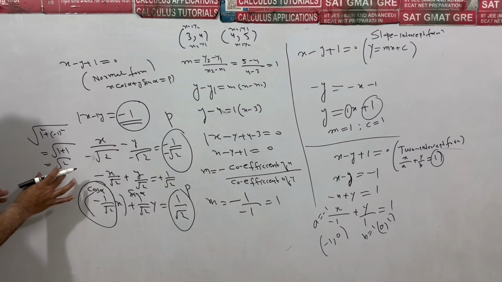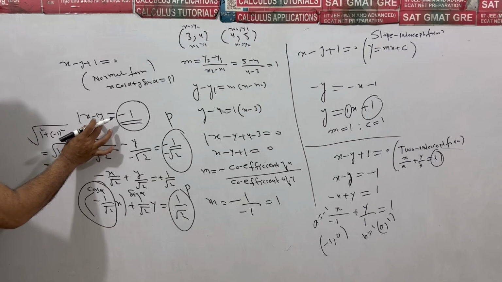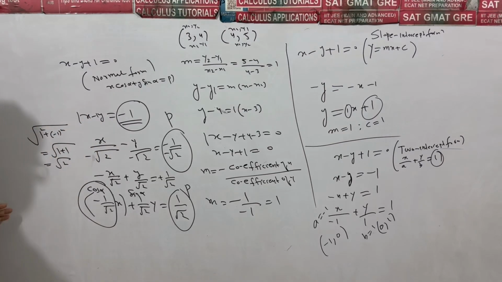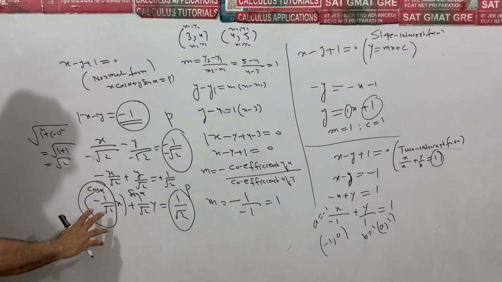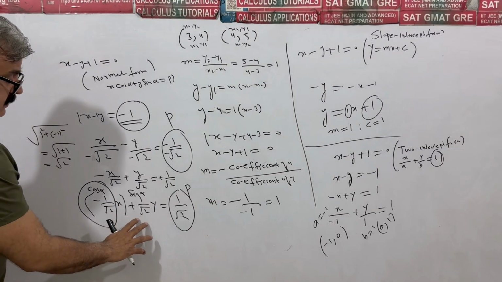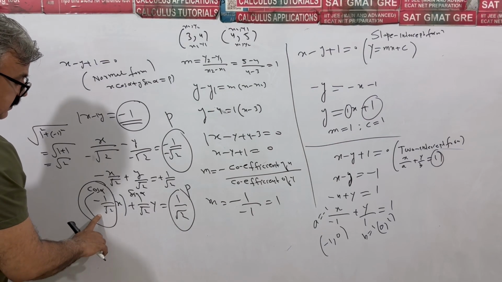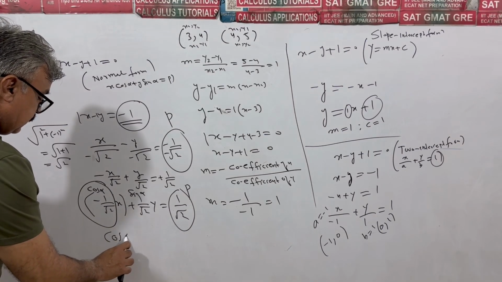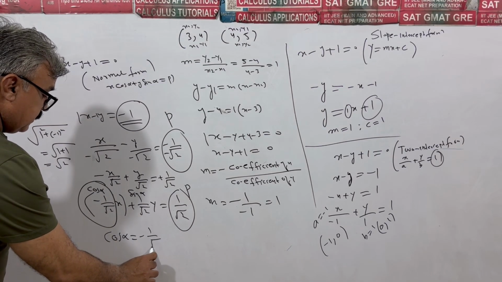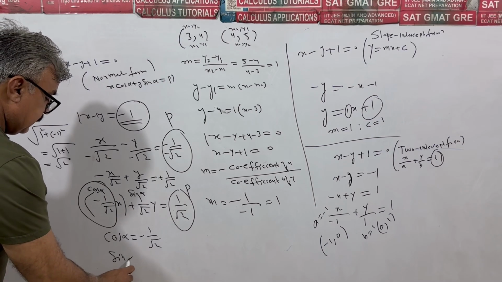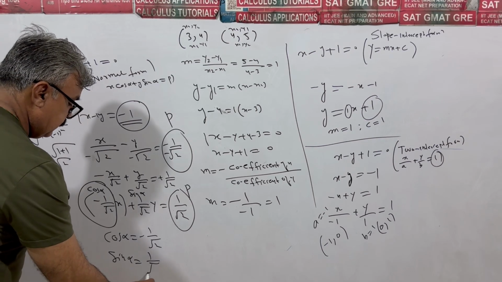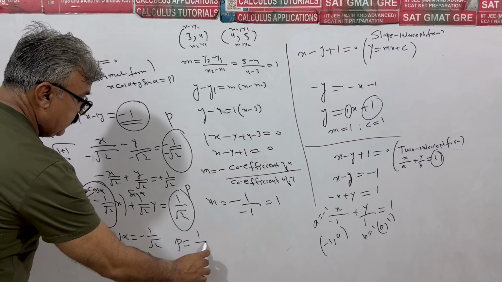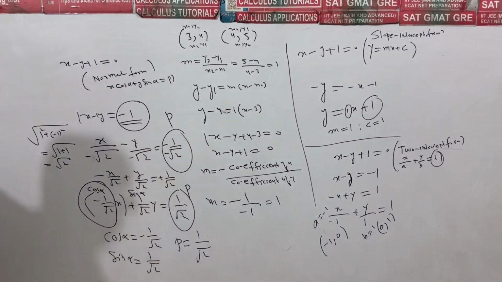From where comes our root 2? From the coefficient of x and y, finding their magnitude and dividing. Next compare. It's our value of cos alpha, it's our value of sin alpha, it's our p. Let me write here. Cos alpha is equal to minus 1 over under root 2 and sin alpha is equal to 1 under root 2 and p is 1 over under root 2.